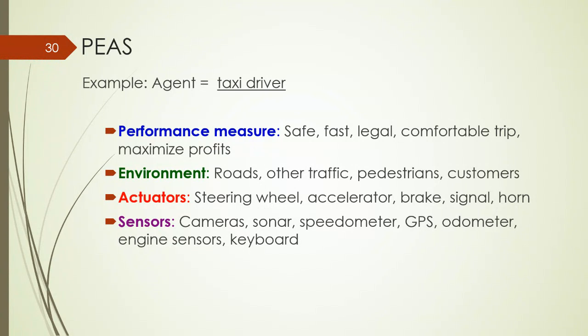Sensors can be cameras, sonars, lidars, speedometer, GPS, odometer, engine sensors, and a keyboard, like for an actual driver. So these are the PEAS parameters of an AI taxi driver. Is there anything you think we should add here? Nothing.